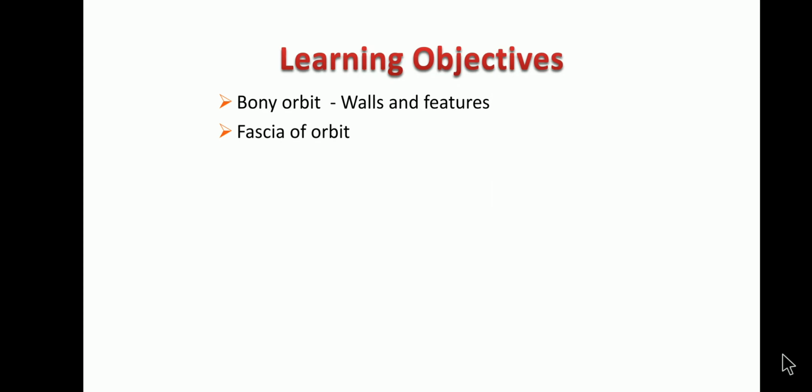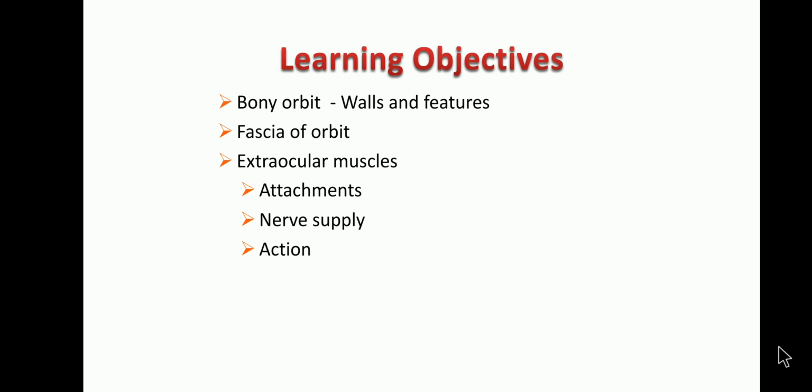What are the bones which are responsible for forming the bony socket for the eyeball? Its walls and features, mainly we will be discussing how it is constructed and the various features which you see on each wall of the orbit. Followed by that, a short description on the fascia of the orbit, or the orbital fascia. Then we will be discussing the extraocular muscles of the eyeball, its attachments, nerve supply, actions and clinical aspects.